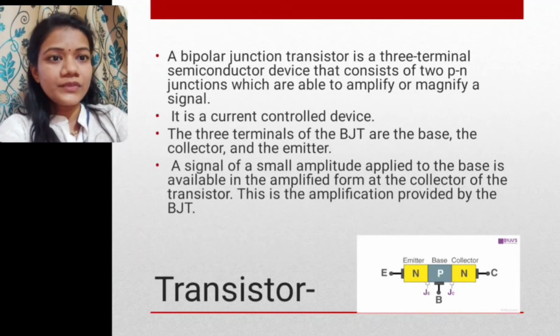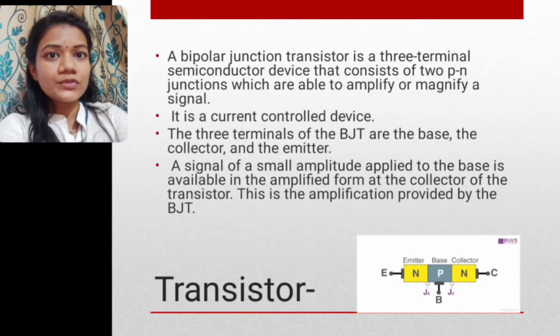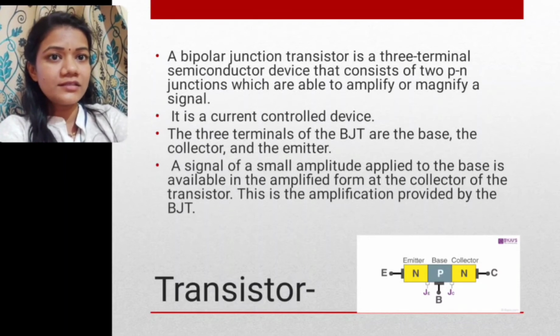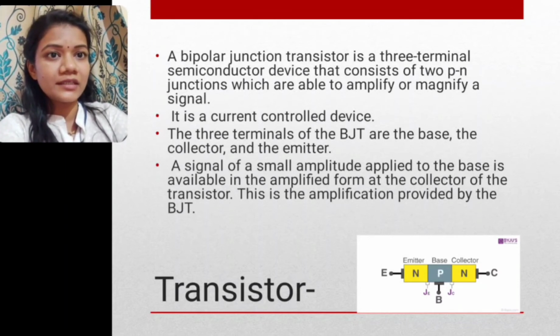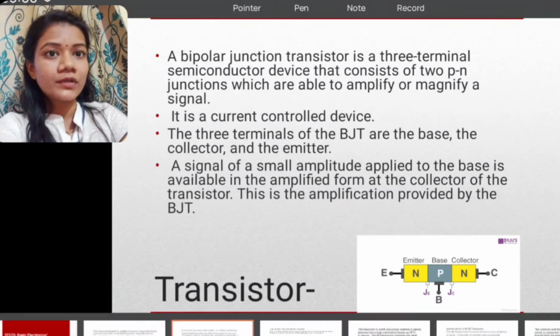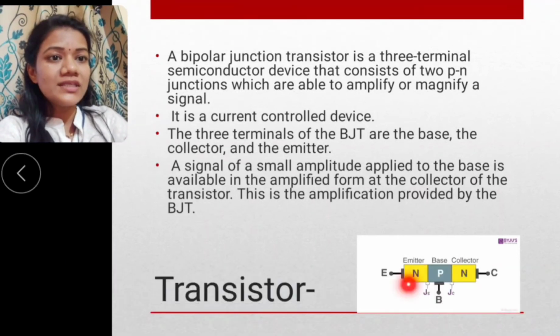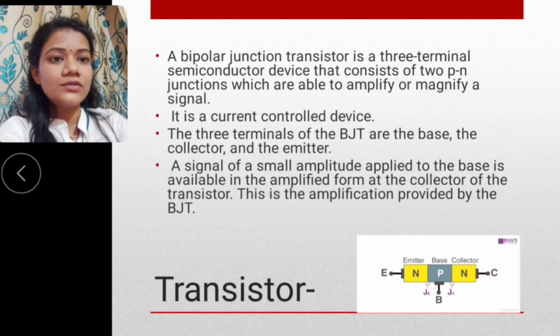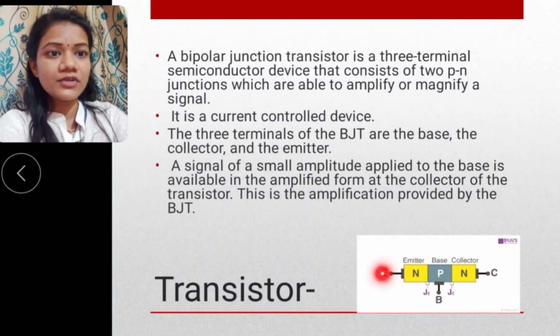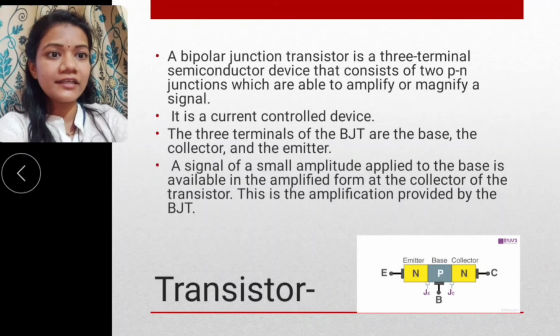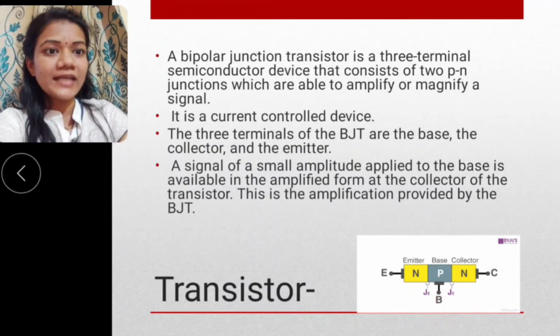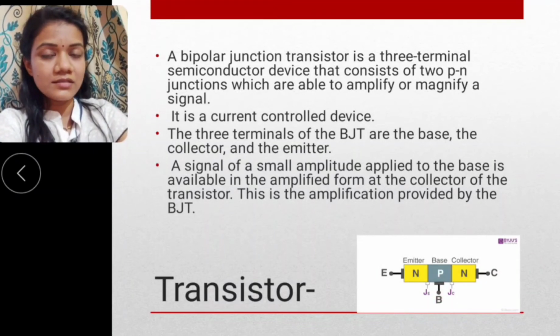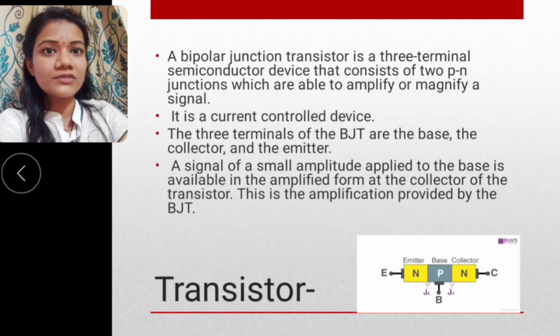So now this is the transistor. A bipolar transistor is a three terminal semiconductor device that consists of two p-n junctions which are able to amplify or magnify the signal. This is your NPN transistor. Three terminal device: first one is emitter, next is collector, and middle one is base. The NPN transistor consists of two PN junctions.